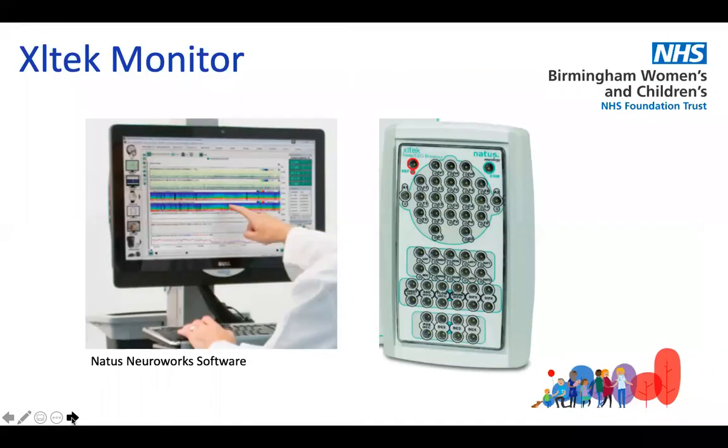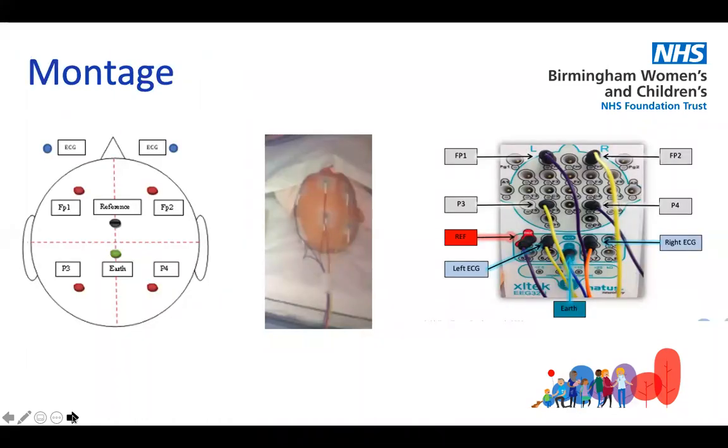On our unit, we use the Excel Tech Monitor. We've used that for the last 4 or 5 years with the Headbox, and it has NeuroWorks software, though I appreciate that many of you might use something different. The montage that we use is a left and a right hemisphere of 2 electrodes each. We have our earth and reference, and we use ECG positions, but with cortical electrodes to give us some ability to rule out artifact.